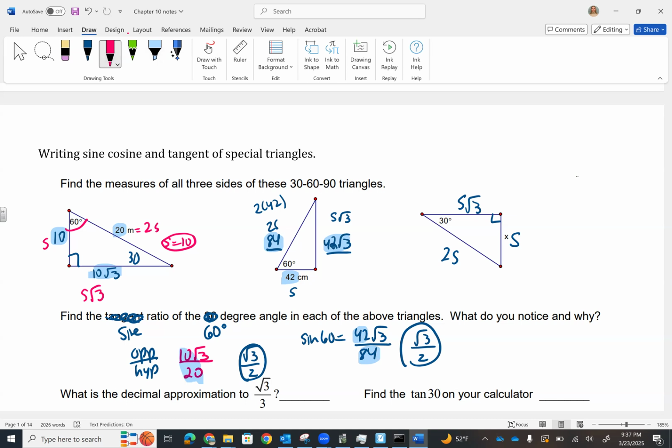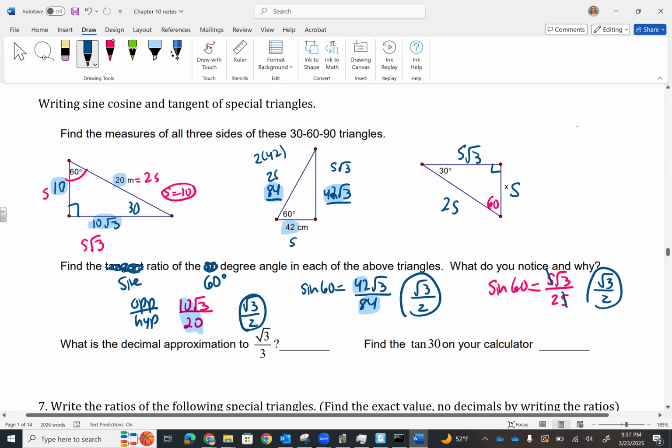And the last one, if you do the sine of 60 degrees here, if this is 60, then you do the opposite leg, which is going to be s root 3 over the hypotenuse, which is 2s. Now, one thing that's weird is that the s's cancel out, and you get the square root of 3 over 2. What do you notice? They're the same. Why? Because they're dilations of each other, okay? And the thing is this, what is the square root of 3 over 2 in your calculator?